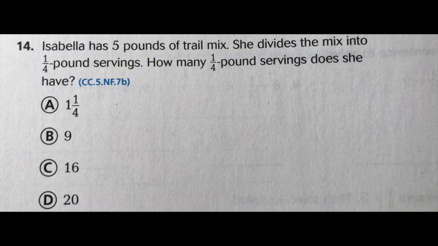Isabella has 5 pounds of trail mix. She divides the mix into 1/4 pound servings. How many 1/4 pound servings does she have? So take a look at the last sentence. The last sentence is very important and always tells us what we need to find. It reads, how many 1/4 pound servings does she have? That's what we need to find out.